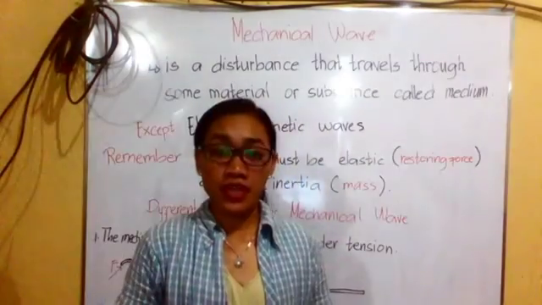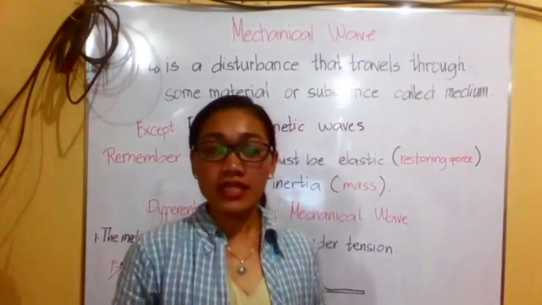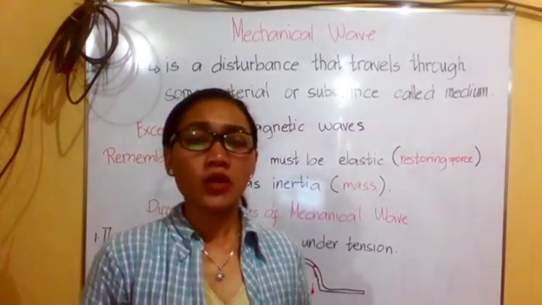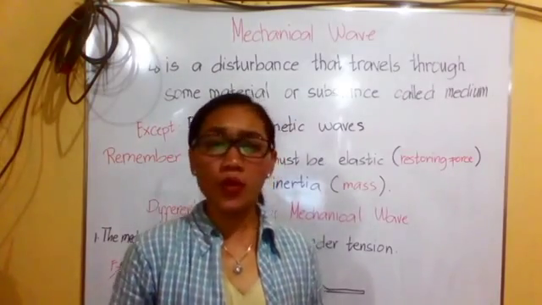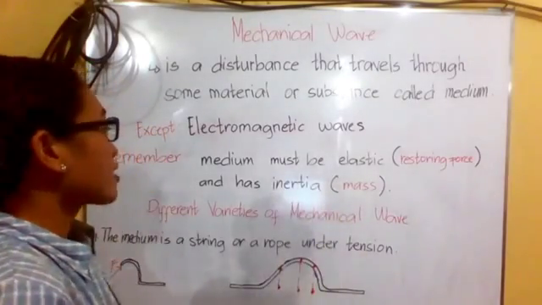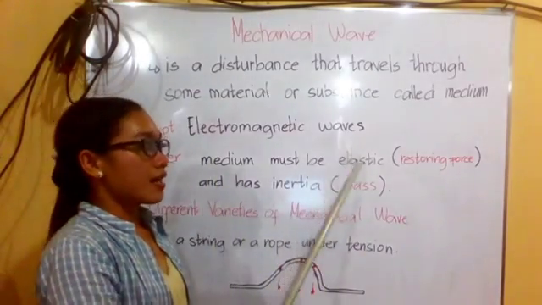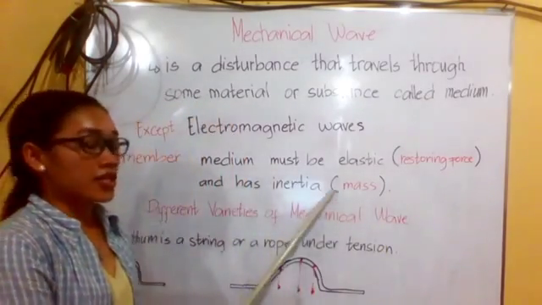So what are these electromagnetic waves? These are the gamma rays, the visible light, the ultraviolet rays, the X-rays, microwave, radio wave, and etc. Now we must remember that a medium must be elastic, have a restoring force, and has inertia, which means it has mass.